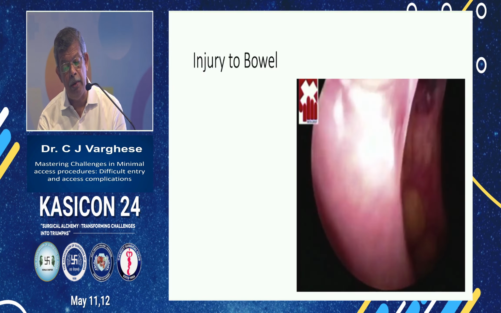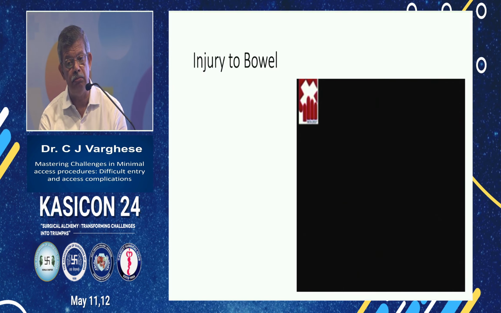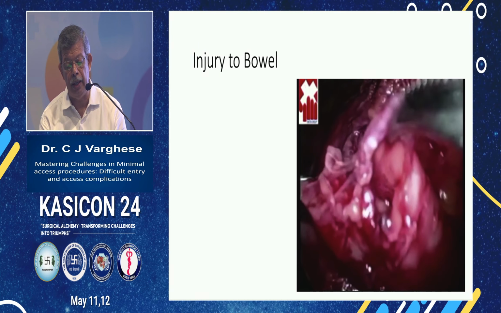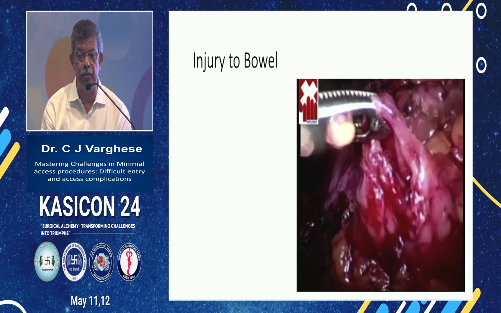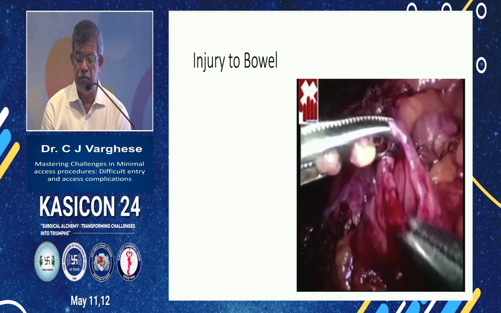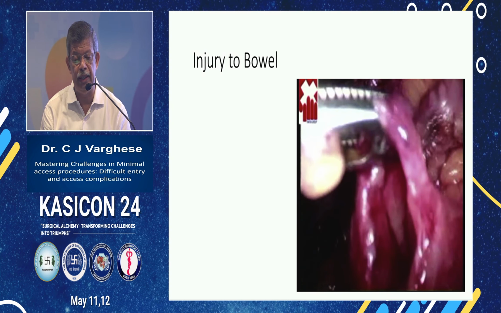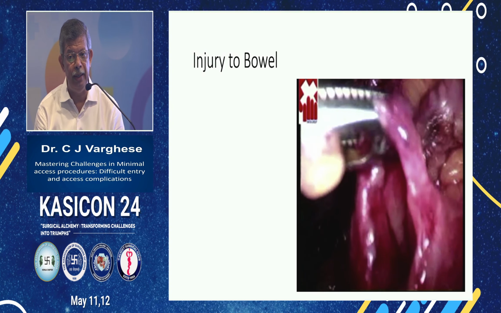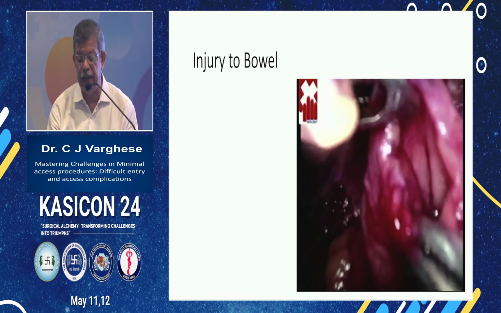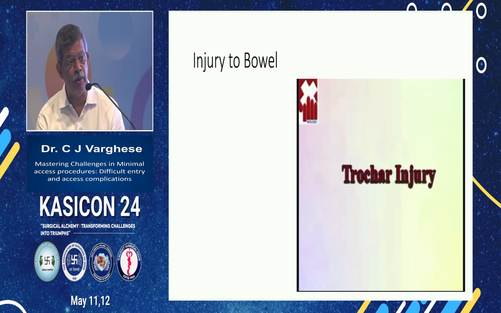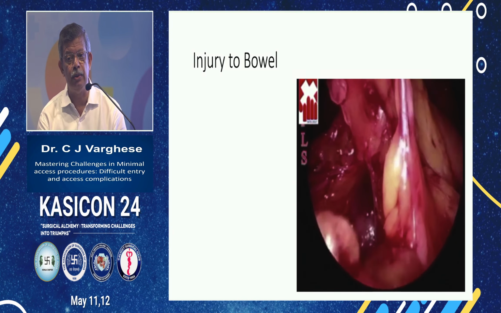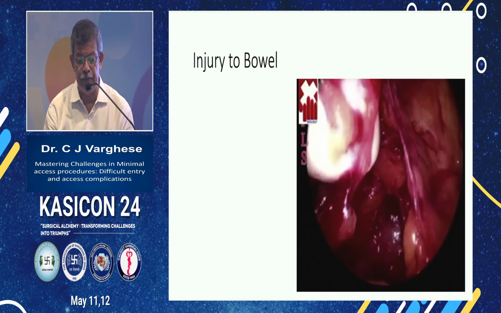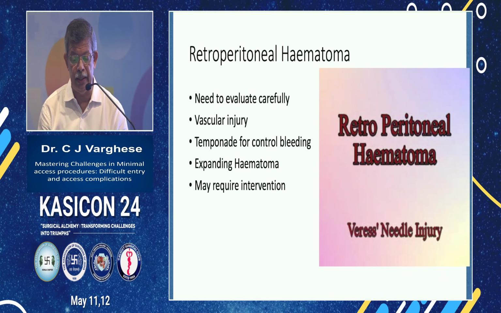Sometimes there may be more than one site of injury in the bowel, and we all know a famous case that took place in Kerala. I think many of you sitting here will know it. It got a lot of media attention, and finally that patient died. The patient had more than one trocar injury, and only one of the trocar injuries was repaired, the other one was left alone. And the patient went into septicemia and died.